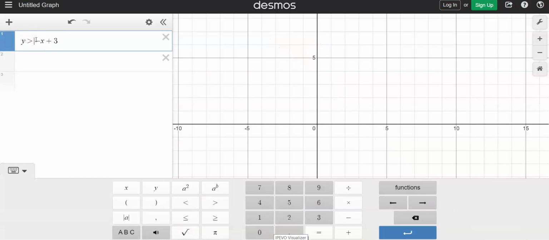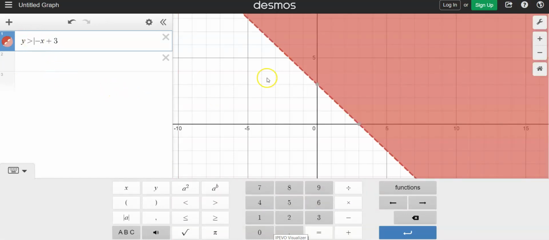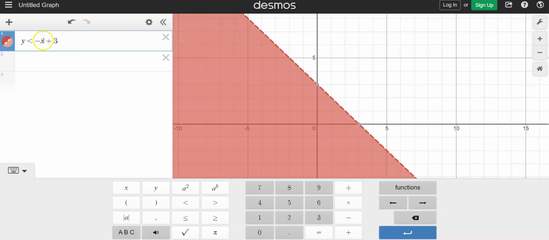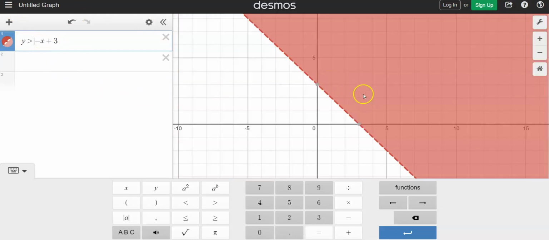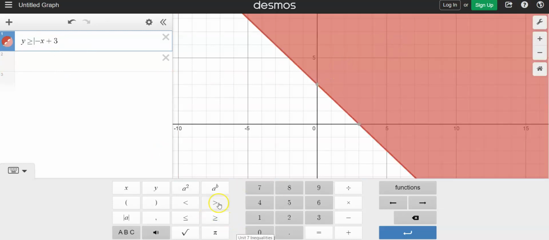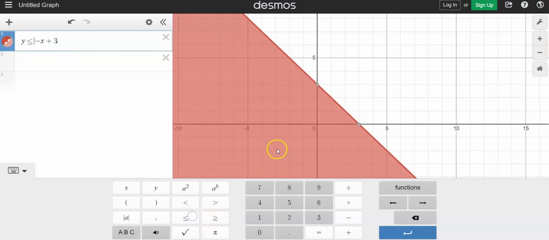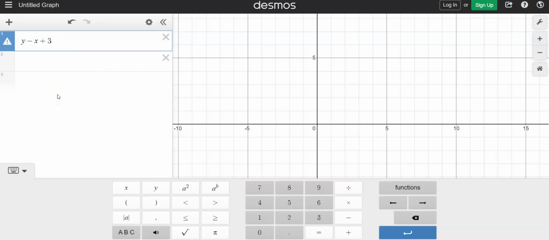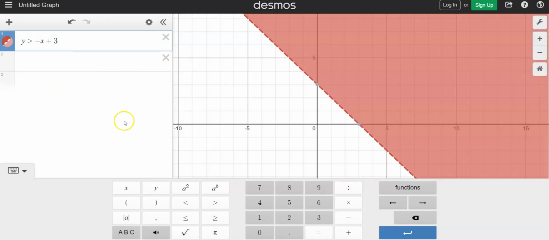Let's go back to our original problem. The first thing we want to make sure that we notice is that if it's less than or greater than, it's a dotted line. If I were to change that to greater than or equal to, it's now a solid line. Even if I were to make it less than or equal to, it would be a solid line. And we just want to be able to recognize the graph.